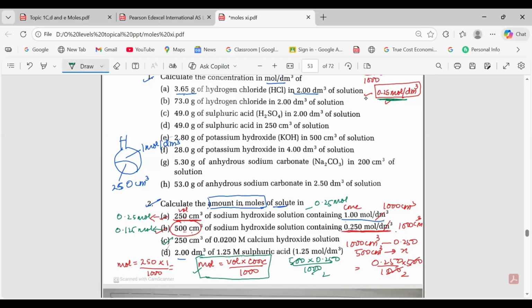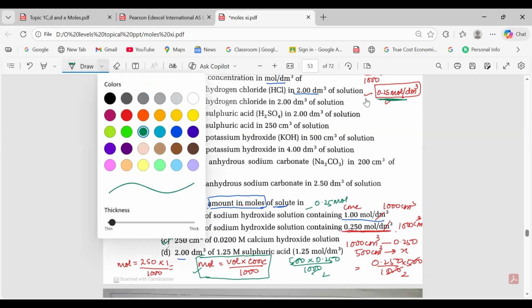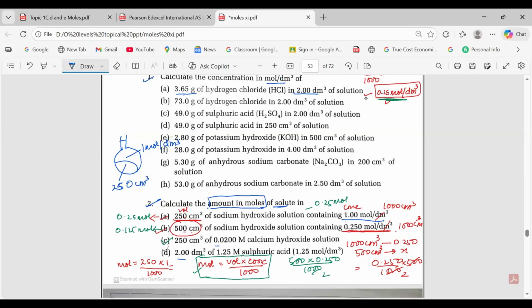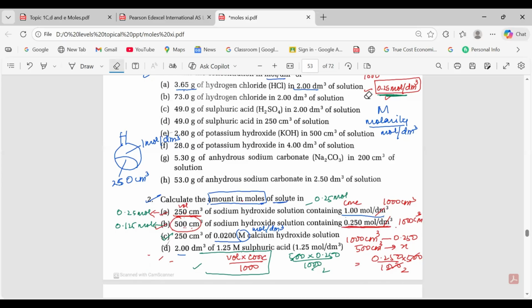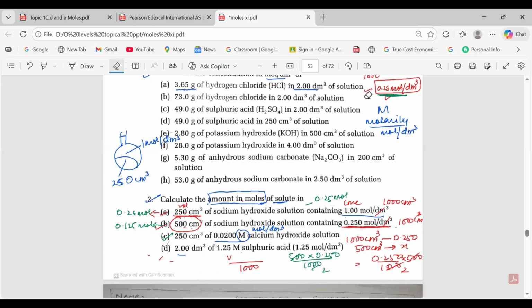Now try out the C part. The C part is a little different because here they have given you 0.200 M. The capital M means molarity. This is another word for moles per dm cube. So if the capital M is given to you, that means mole per dm cube, right? So try out the C part and the D part very quickly. Try out the C part only. If the C part is correct, then you have got the hold of the concept. You know how to do it. Come on, help me out with the C part.